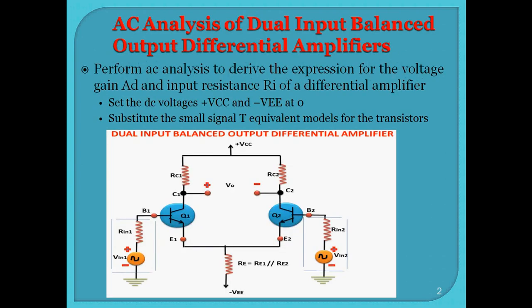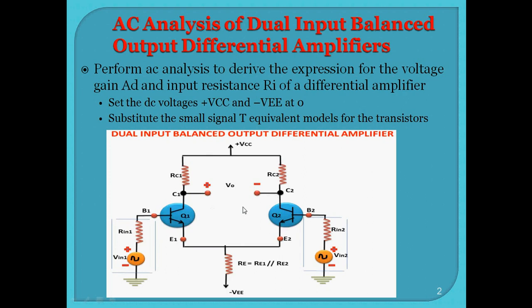Okay, so we can see here in the diagram the differential amplifier, which is in dual input balanced output configuration. We have provided two input signals to the bases of Q1 and Q2, that is Vin1 is given to B1 and Vin2 is given to B2, whereas the output voltage is collected across the collectors C1 and C2 of the Q1 and Q2 transistors.